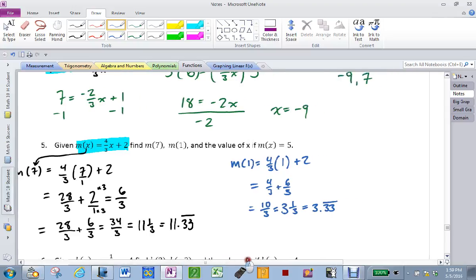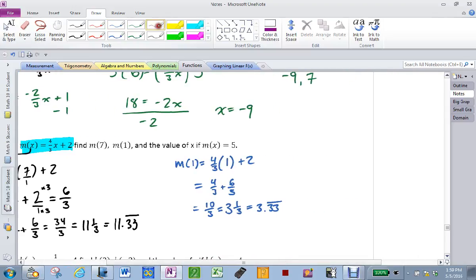Now look at the last thing I am asking you to do. M of x is 5. So what goes here? 5 equals 4/3 x plus 2. Right? So now I got to get x by itself. Bryce is doing a lot of this in his head. He's just moving 2 over here and subtracting.